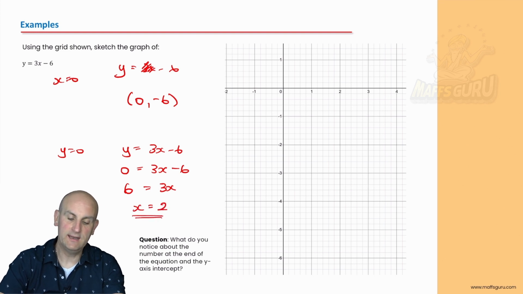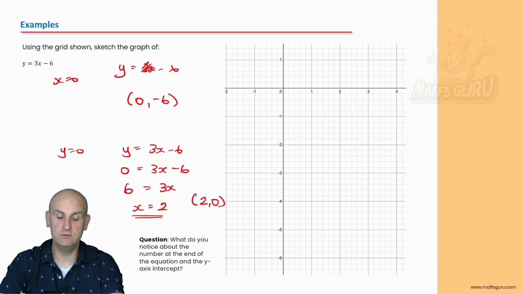Now, again, that means I have my coordinate position of 2, 0, because my x value is 2, my y value is 0.